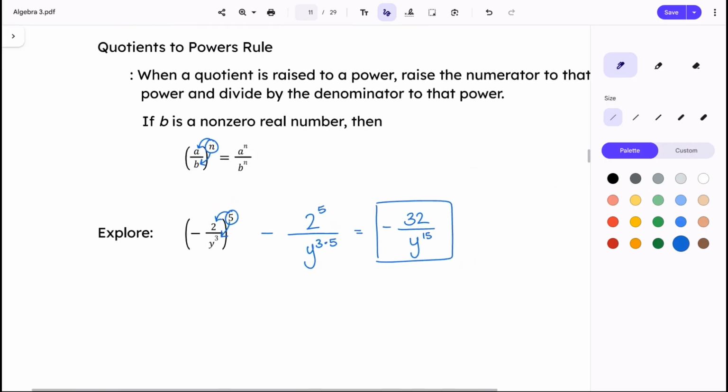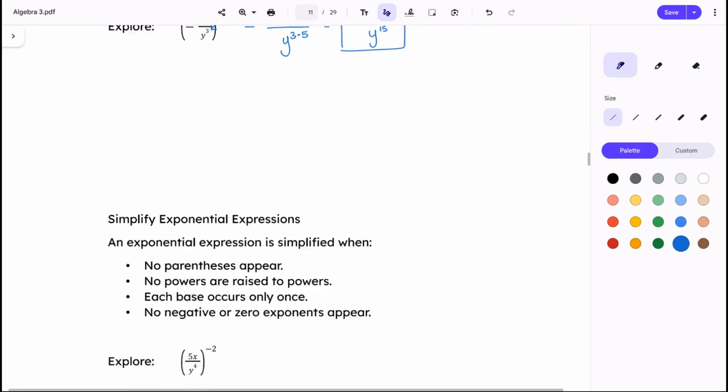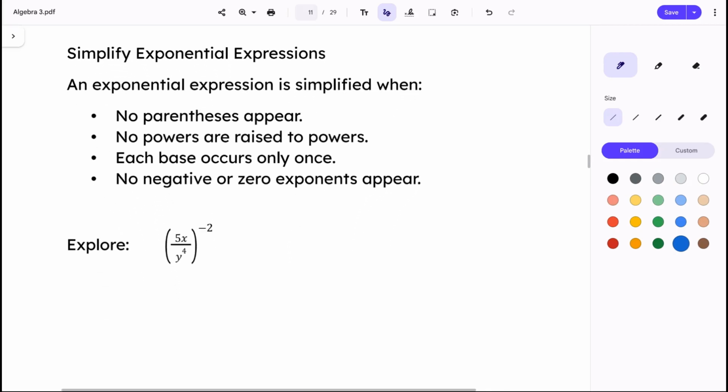Okay, so sometimes in problems, they're going to want you to use a couple of those different rules. Like sometimes you'll have to use the power of a power rule, and then you have to use the product rule or the quotient rule, or you have to worry about the negative exponent. So there's going to be times where all of these things we've been talking about individually come together.